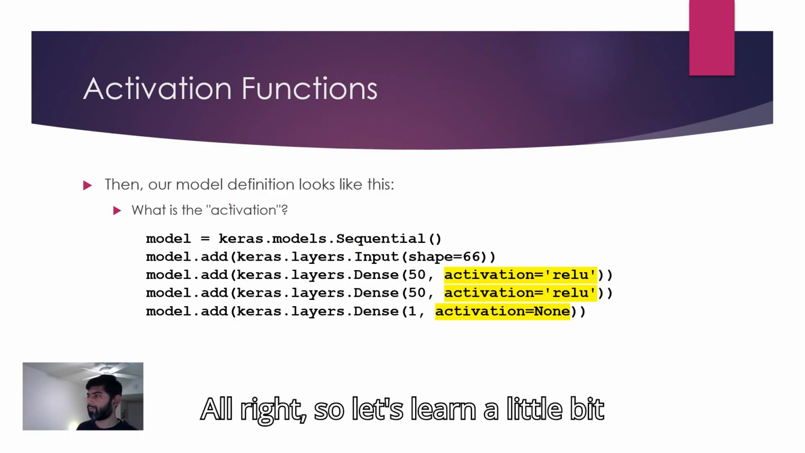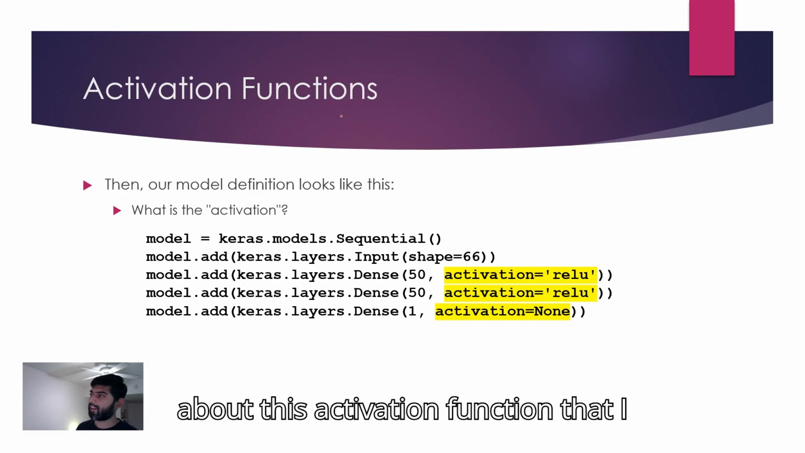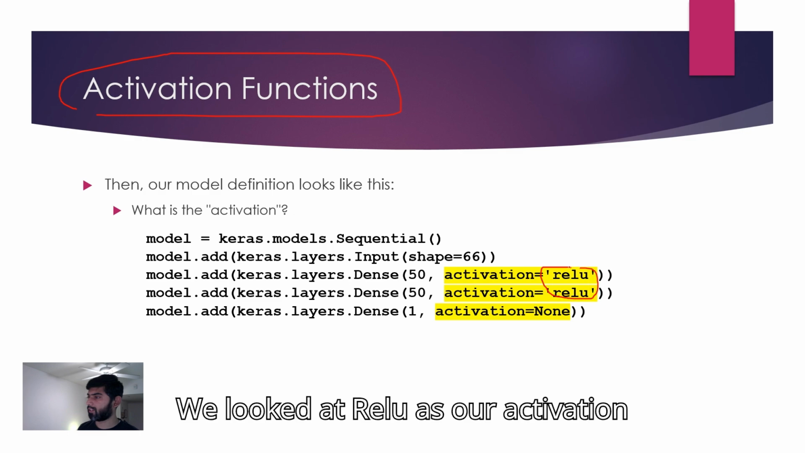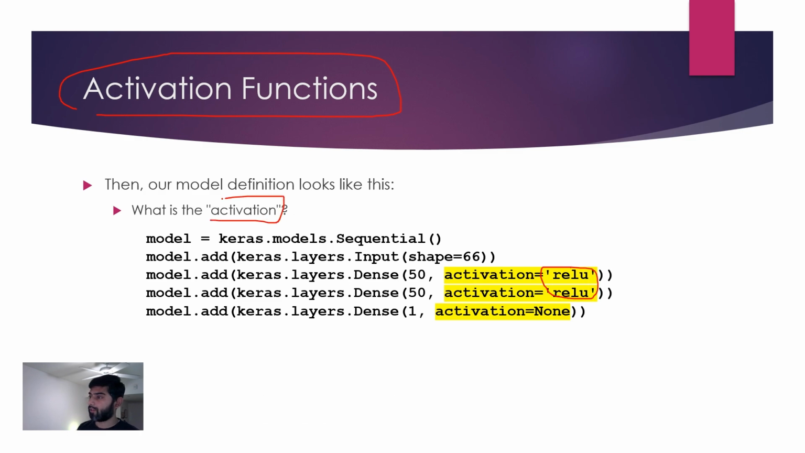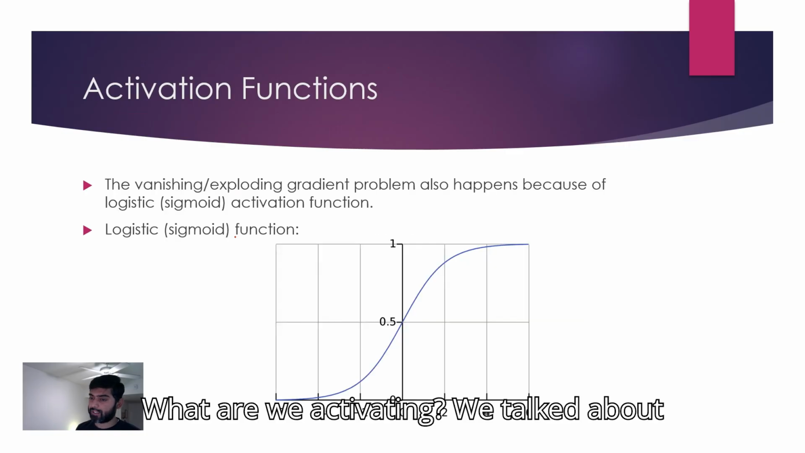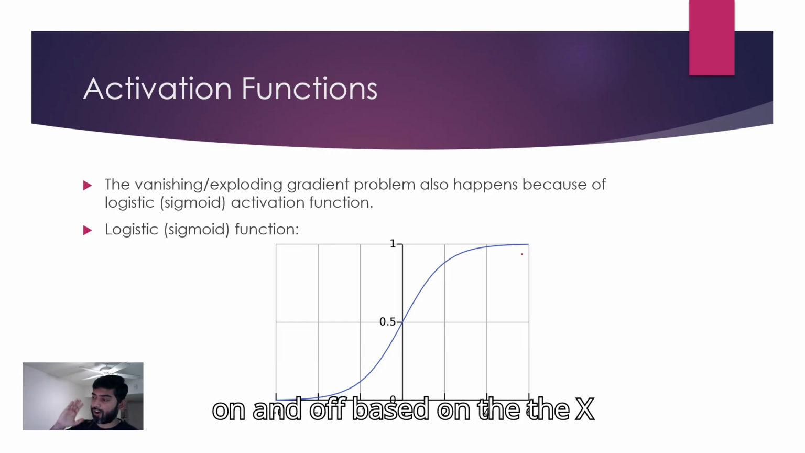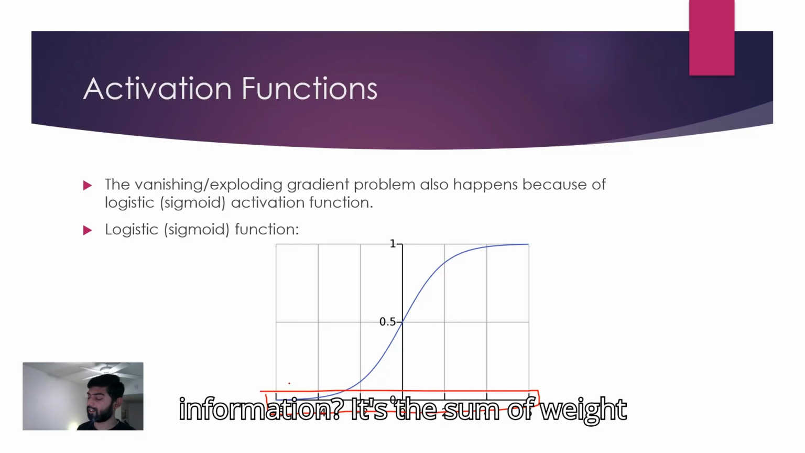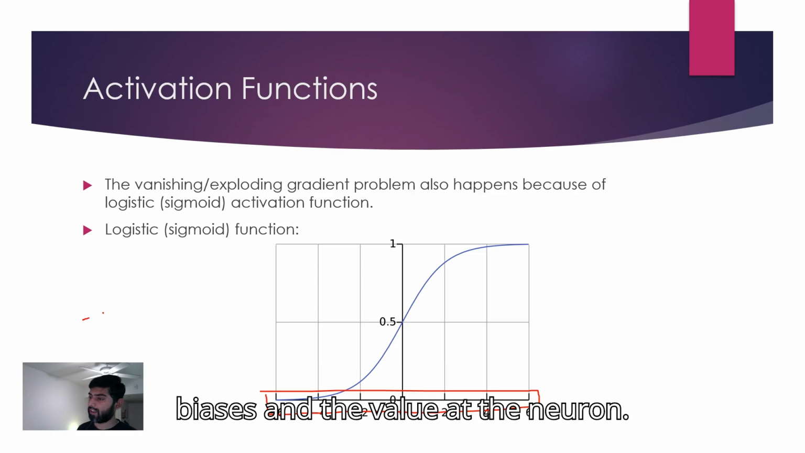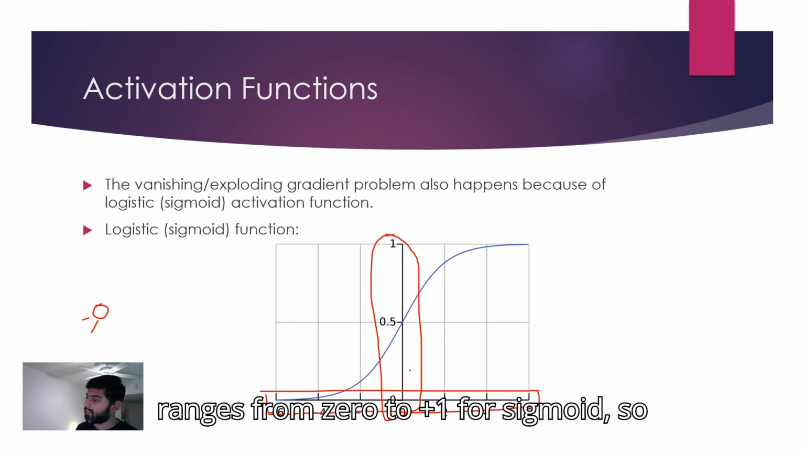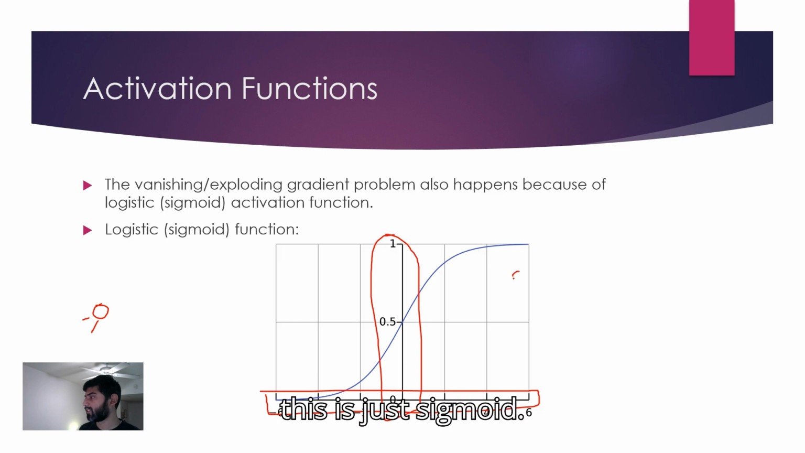All right. So let's learn a little bit about this activation function that I just spoke about. So our model, we looked at ReLU as our activation function. What is this activation? What are we activating? We talked about this in our previous video, where we have an activation function that turns on and off based on the x-axis information. What is the x-axis information? It's the sum of weight, biases, and the value at the neuron. And if it's in this range, it turns it into y values, and y value only ranges from 0 to +1 for sigmoid. So this is just sigmoid.